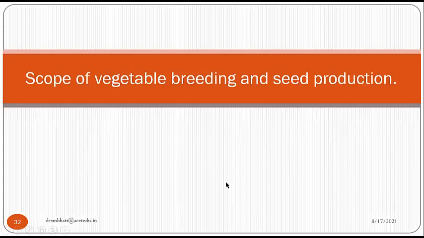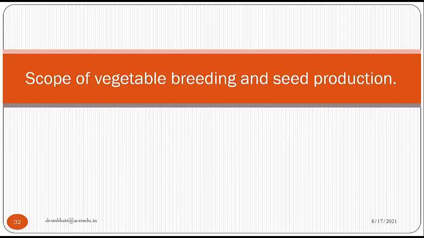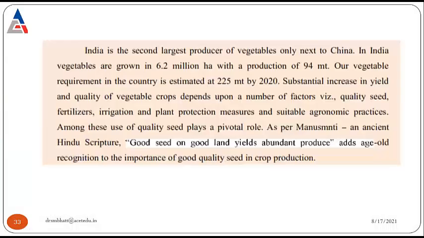So now we will study the scope of vegetable breeding and seed production, and the importance of studying seed production. The major importance is that India is the second largest producer of vegetables next to China. This is the fact. Indian vegetables are grown on 6.2 million hectares with a production of 94 million tons. Now our vegetable requirement in the country is estimated at 225 million tons by 2020.